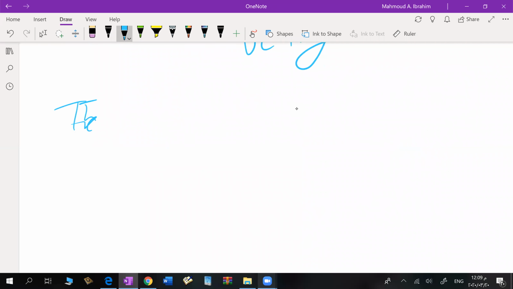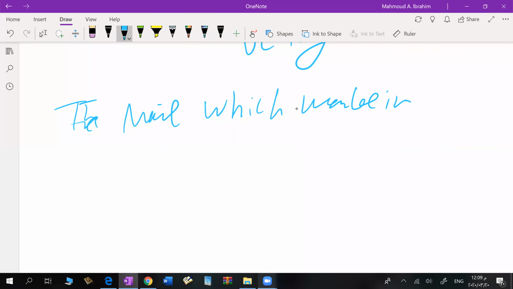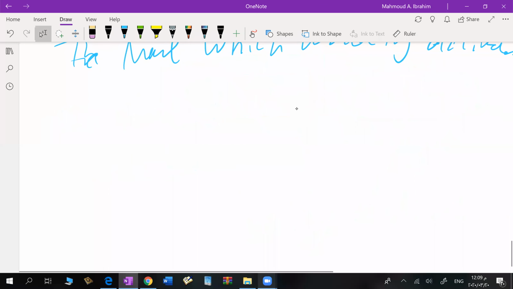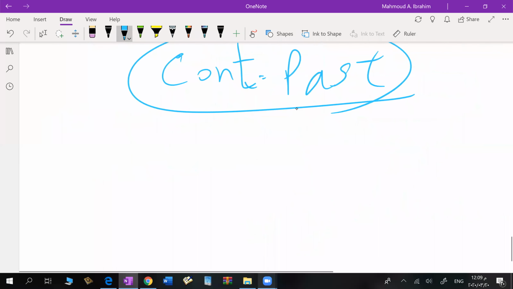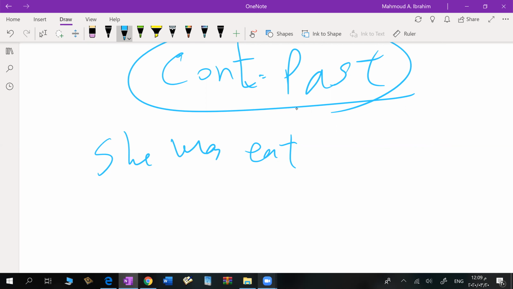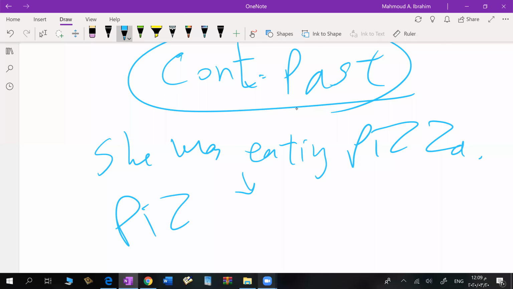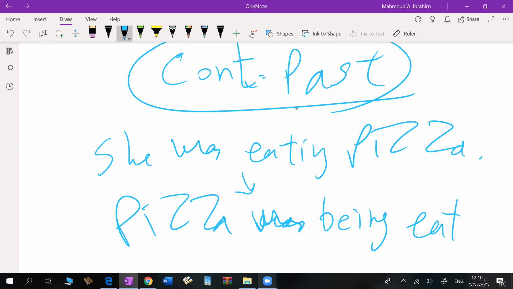The mail was being delivered. How do we form the passive of continuous past? We will take the passive again later. Continuous past, like she was eating pizza. How do we make the passive of this sentence? Pizza was eaten. No. Was eaten is the passive of simple past. The passive of continuous past is was being eaten. It was being eaten. Being.